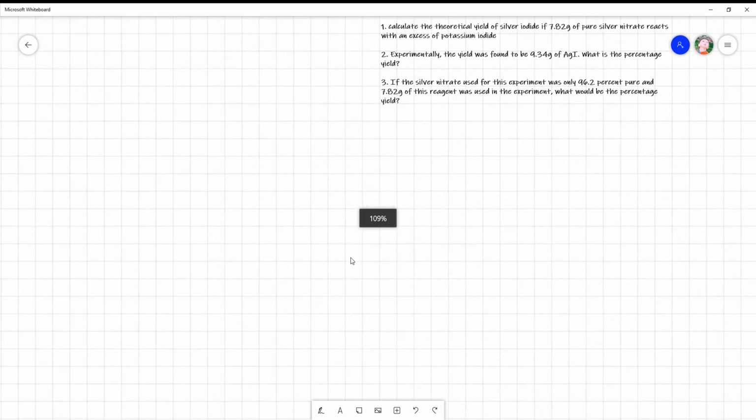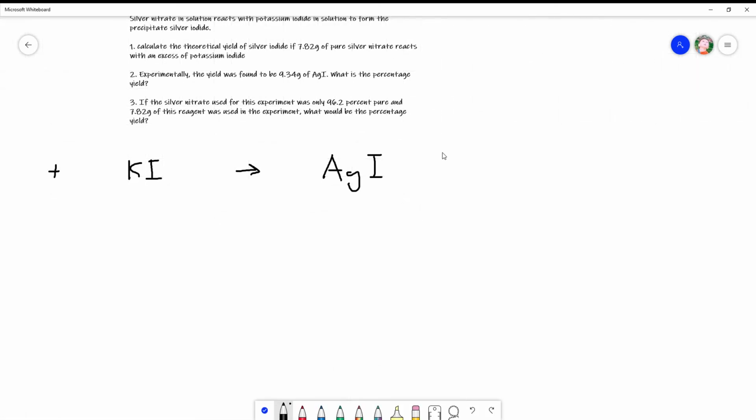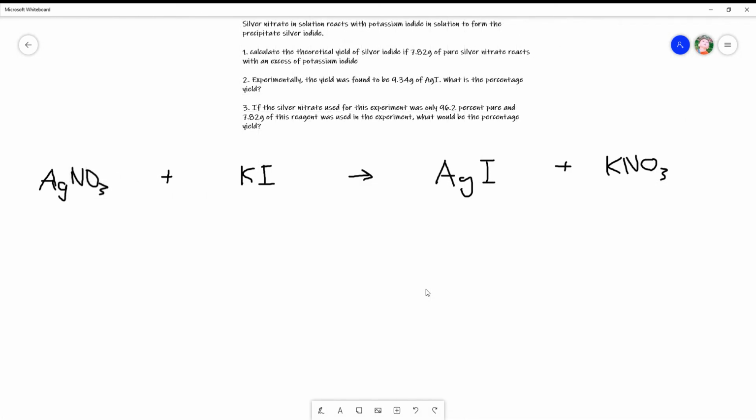Now the first part to solving this problem is to create a balanced chemical equation. So let's start with silver nitrate, AgNO3, plus potassium iodide reacts to produce silver iodide and potassium nitrate. Now just looking at the chemical equation, we know that it's balanced because there are the same amount of atoms of each type on the reactant side as the product side.